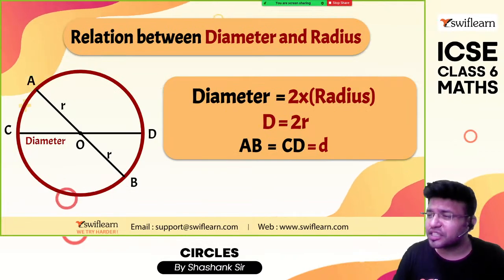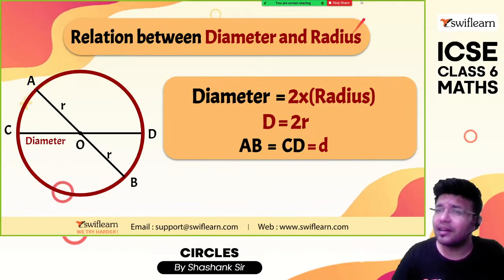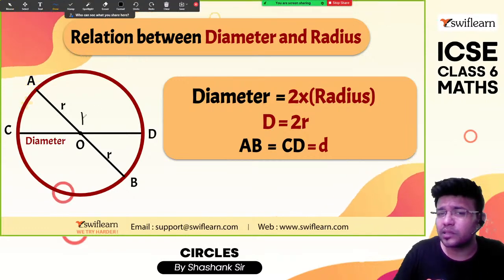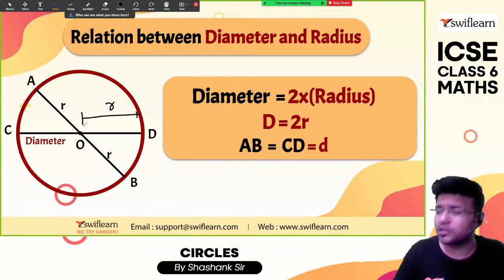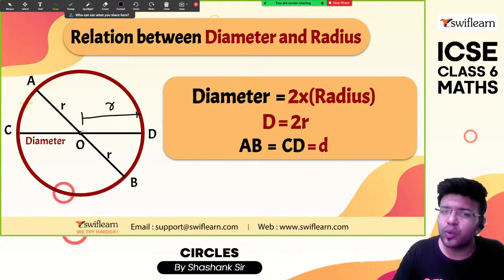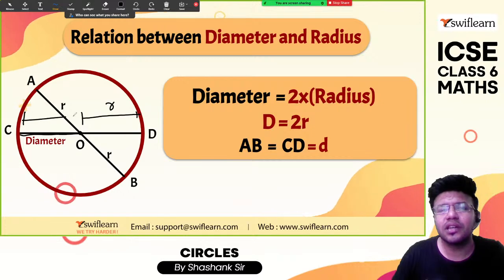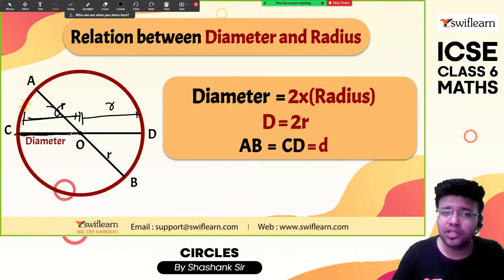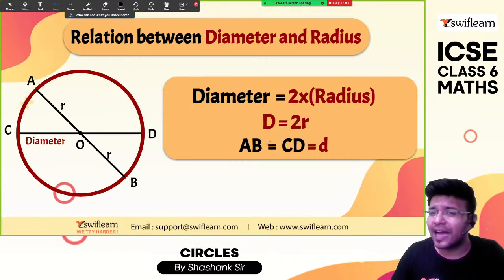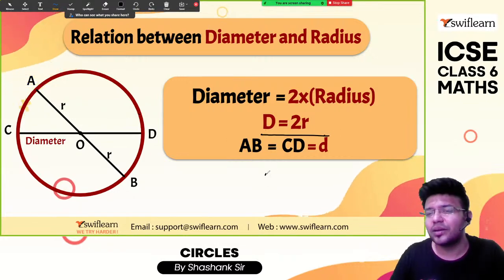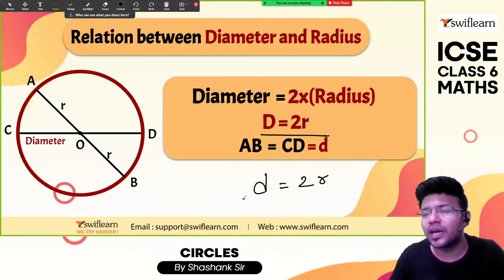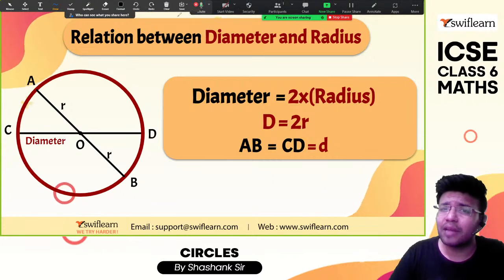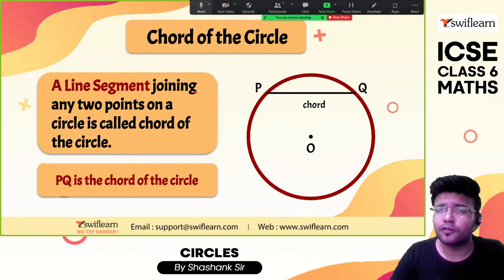Now, the relation between diameter and radius. What is radius? Radius is the distance between the center and any point on the circle. This is R. This is also R. R plus R is 2R, but this is also a diameter. So diameter D is nothing but 2 times the radius of the circle. This is the relation between diameter and the radius of the circle.